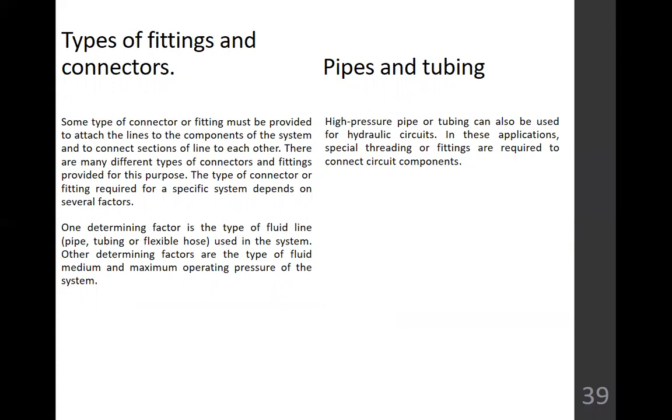Just check the reference. Some type of connectors or fittings must be provided to attach the line to the component of the system and to connect sections of line to each other. There are many different types of connectors and fittings provided for this purpose. The type of connector or fitting required for a specific system depends on several factors. One determining factor is the type of fluid line, pipe, tubing, or flexible hose used in the system. Other determining factors are the type of fluid medium and maximum operating pressure of the system.